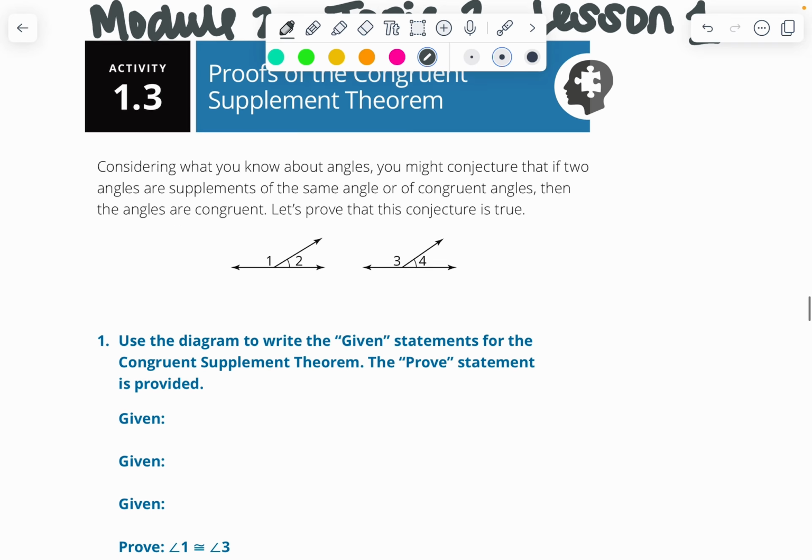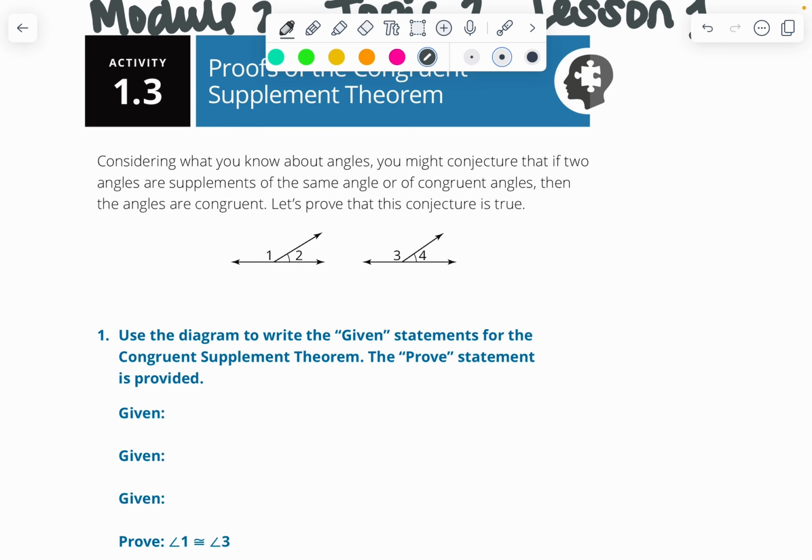Considering what you know about angles, you might conjecture that if two angles are supplements of the same angle or of congruent angles, then the angles are congruent. So that's what we're trying to prove. That is our conditional statement. So use the diagram to write the given statements for the congruent supplement theorem.